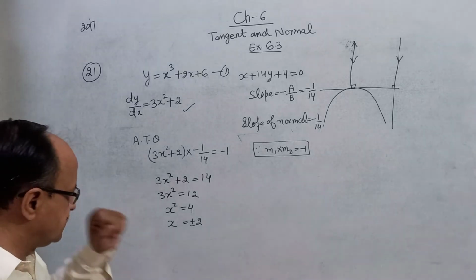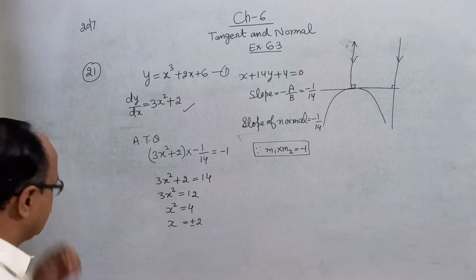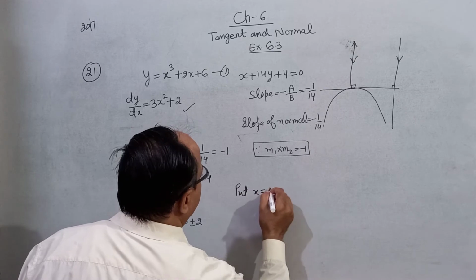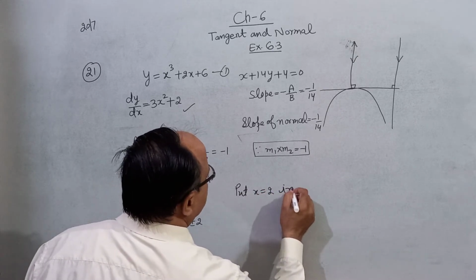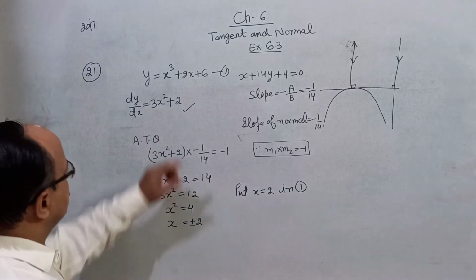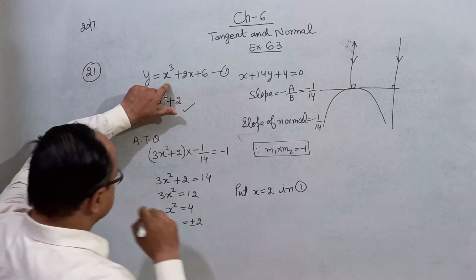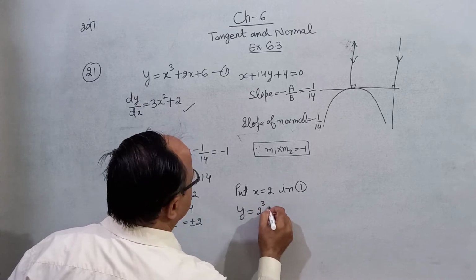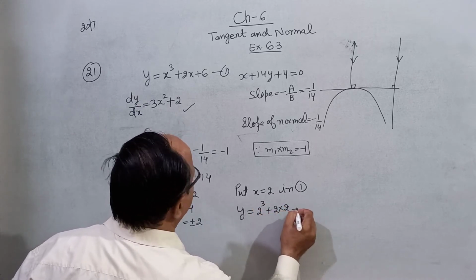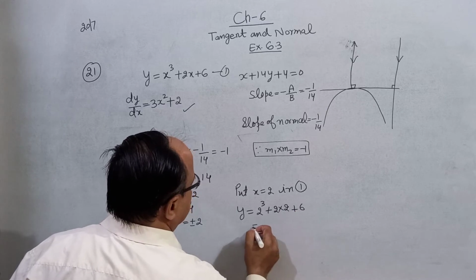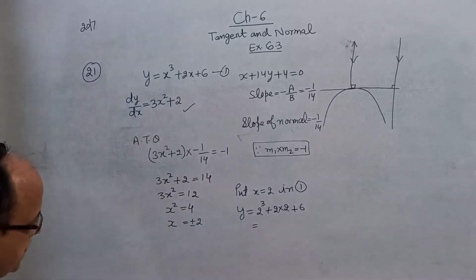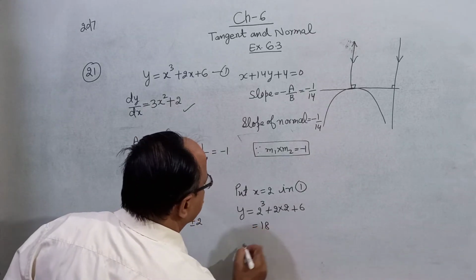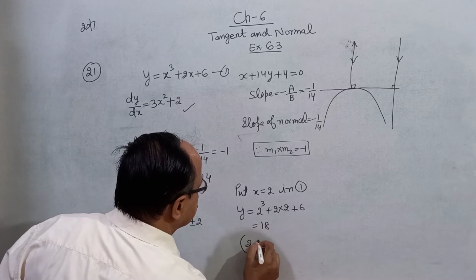x is equal to plus minus 2. Therefore, put x is equal to 2 in first. Therefore, y is equal to 2 cube plus 2 into 2 plus 6, that is 8 plus 4, 12 plus 6, 18. You can see the point of contact is 2, 18.